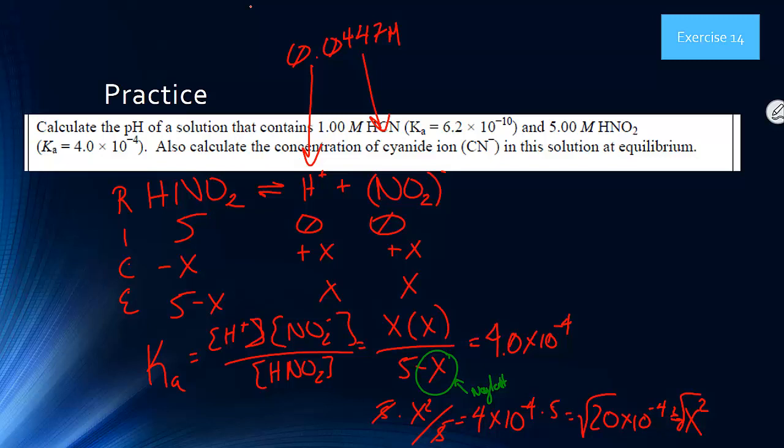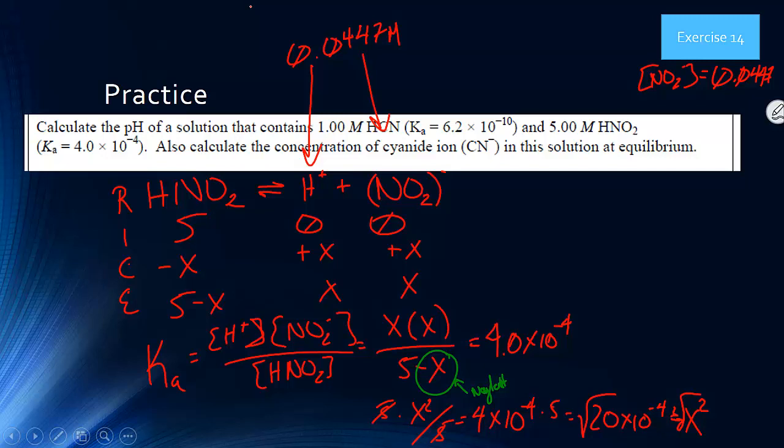So if this question was really extra, they might ask, what's the concentration of everybody? Well, the concentration of the nitrite ion is 0.0447. This question doesn't ask that, but I just want to keep a record of it. Just want to remember it. Just might not be a bad thing to do.